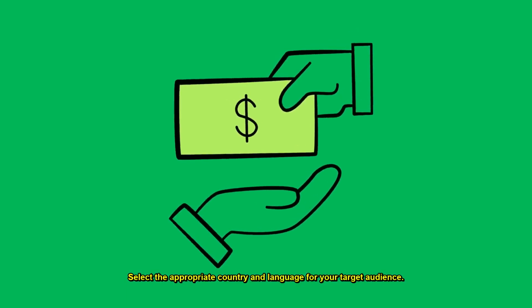Once logged in, locate the search bar on the home page. In the search bar, input a keyword related to your affiliate niche. Select the appropriate country and language for your target audience. Click on the search icon to begin the analysis.